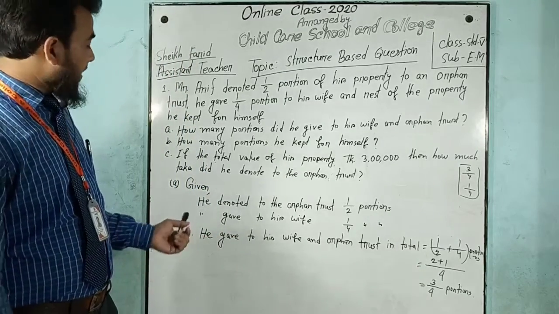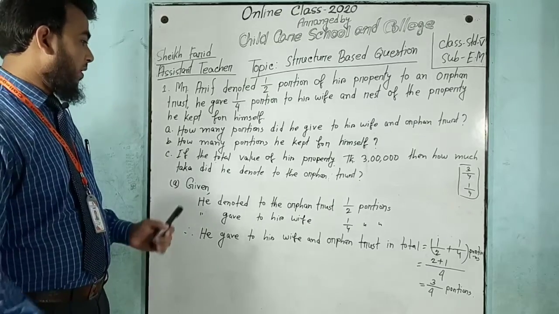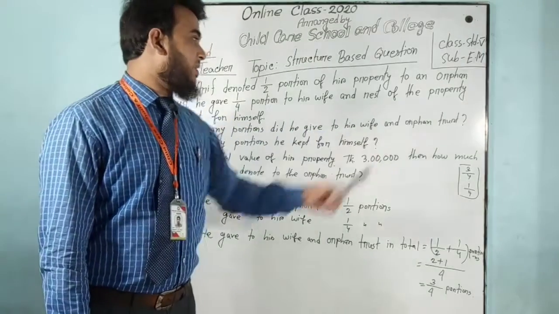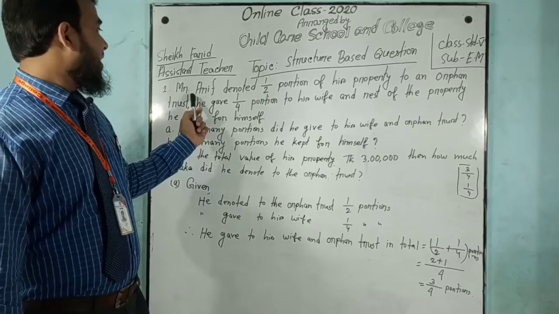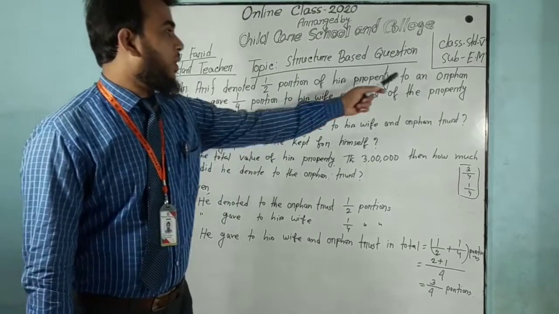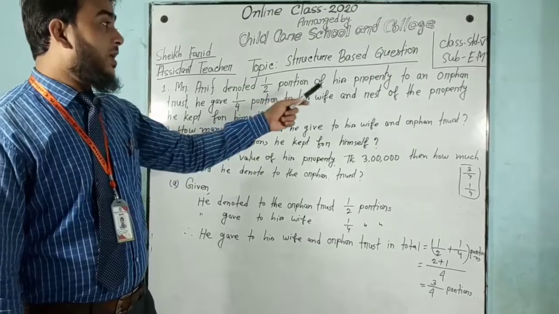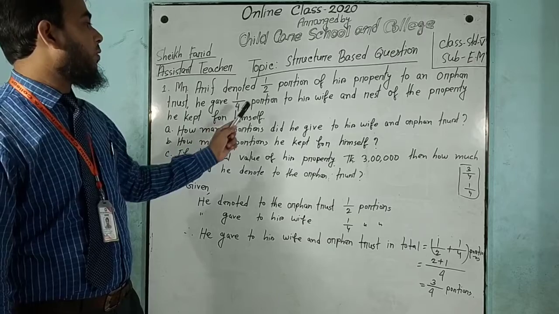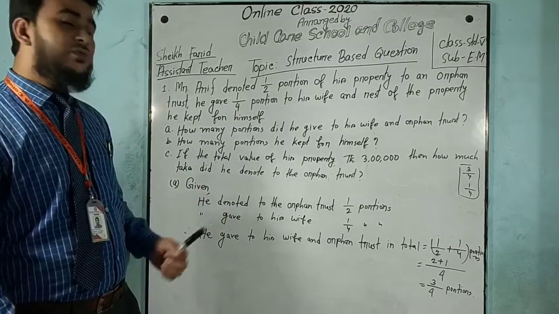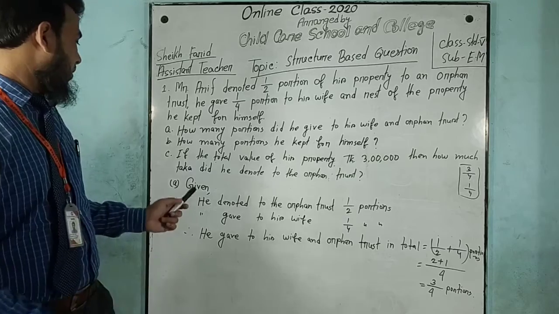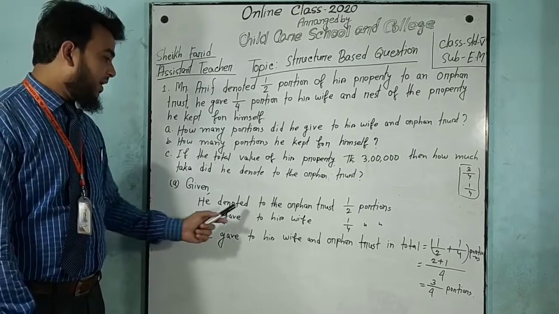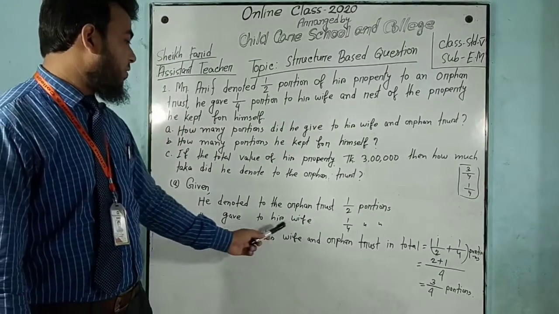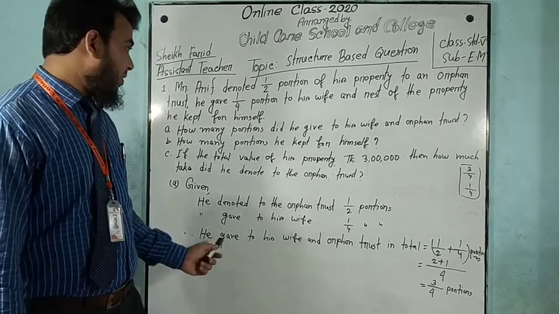Now look at the board. At first, I have already finished A. Everyone look. How many portions did he give to his wife and orphan trust? Mr. Arif donated 1/2 portion of his property to an orphan trust, and he gave 1/4 portion to his wife. So we have to add here. You can easily understand that. Now look, here I have written given: he donated to the orphan trust 1/2 portion, and he gave to his wife 1/4 portion. Then you have to write the finishing line.